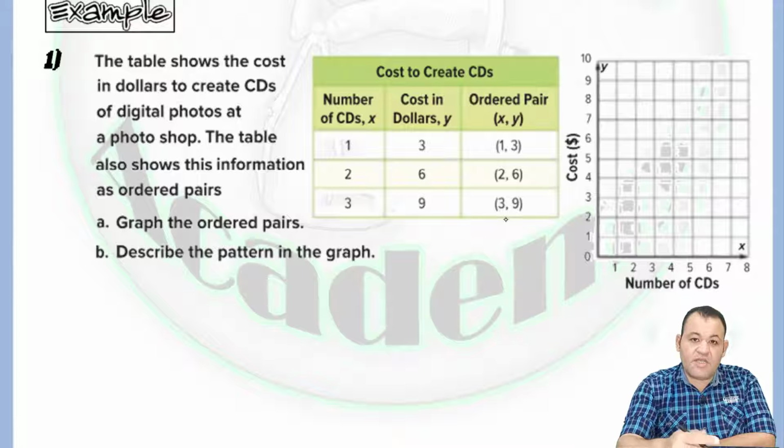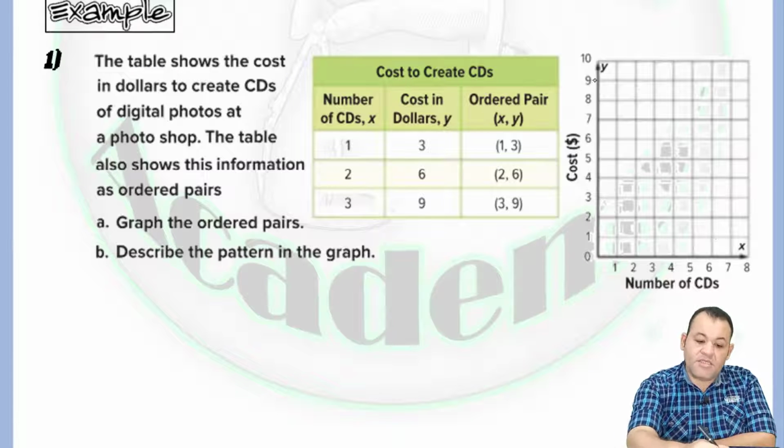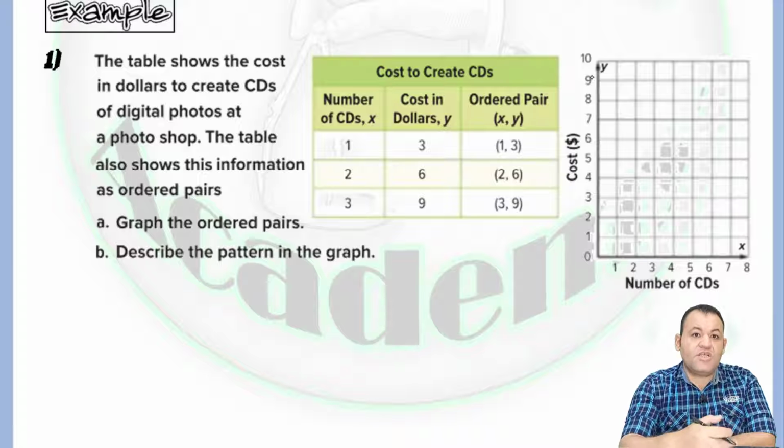How can we represent that in ordered pairs? Because the cost depends on the number of CDs, the number of CDs is the input, defined by x, and the cost is the output. So we have here 1 and 3, 2 and 6, 3 and 9. To represent this on the graph, we have the x-axis and the y-axis. The x-axis is the input, the number of CDs. The y-axis represents the output, which is the cost.